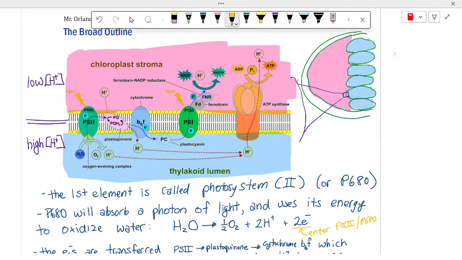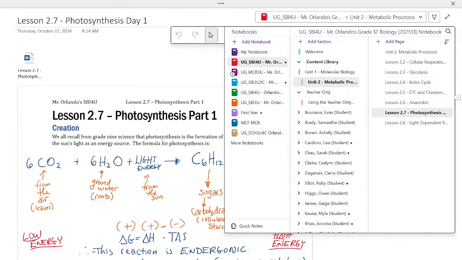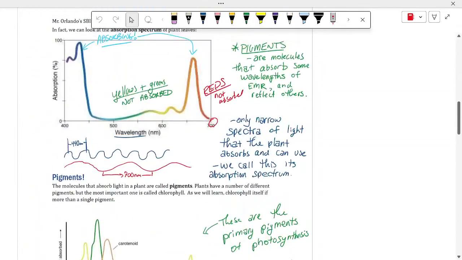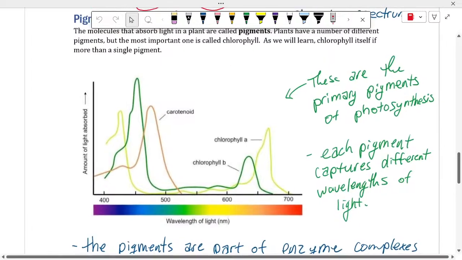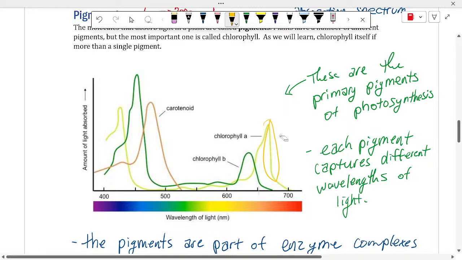We call these P680 and P700 because, if you remember, different pigments have slightly different peak absorptions, and yeah, they're actually both chlorophyll a molecules.